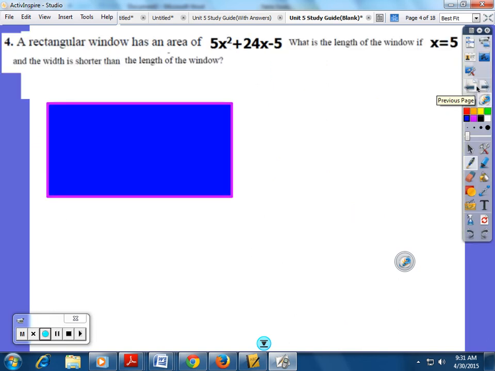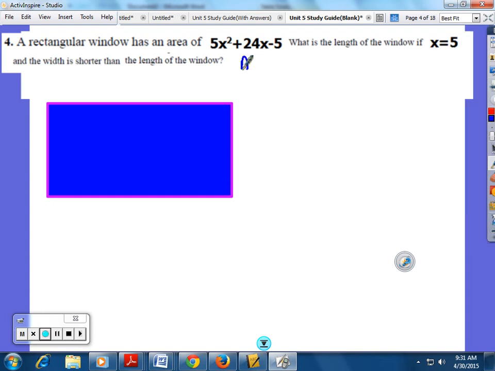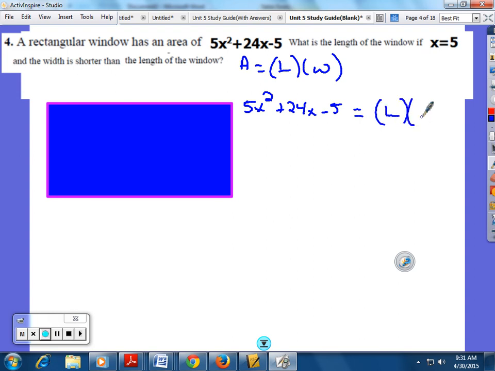Okay, same kind of problem. They gave us a rectangular window and they gave us the area. So again, we write down our area formula, length times width. Now, did they tell us the area? They did, so we plug that in. Did they give us the length? No. And did they give us the width? No. So when we factor the left side of the equal sign, that is going to be our length and our width.